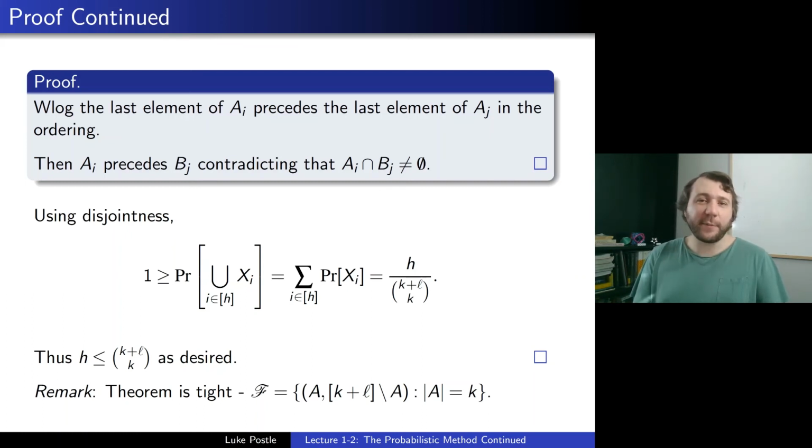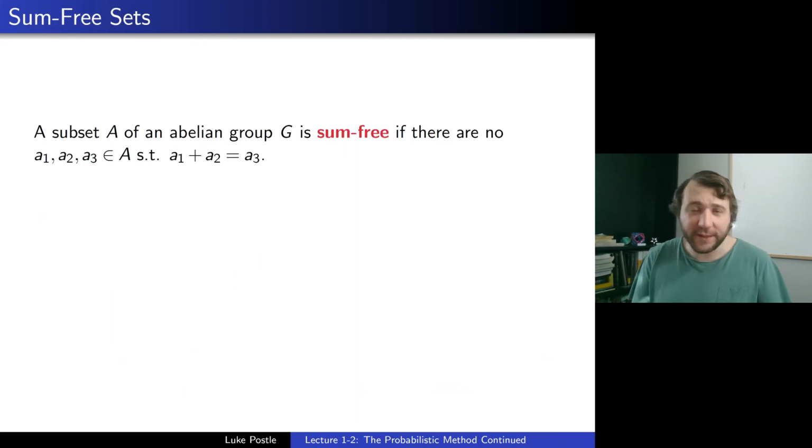Now our last example of the day is about sum-free sets. So far we've looked at graph theory. Today we did more about hypergraphs and set systems, so combinatorics more generally. Now we're going to do a bit of number theory actually, combinatorial number theory, because probability can also apply very well there.